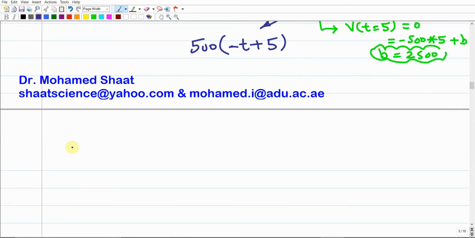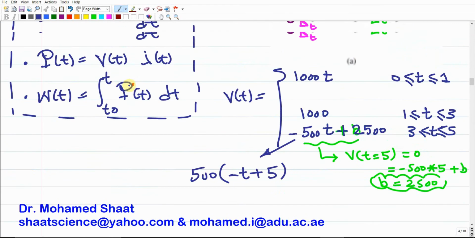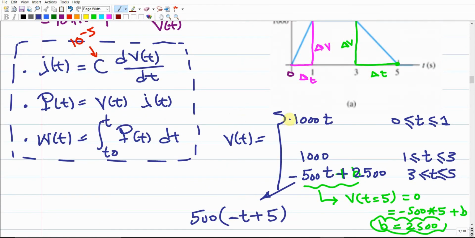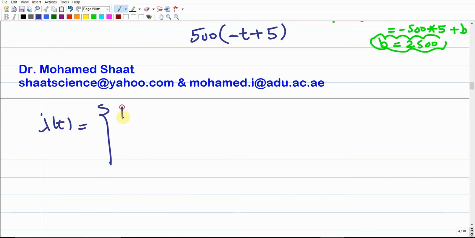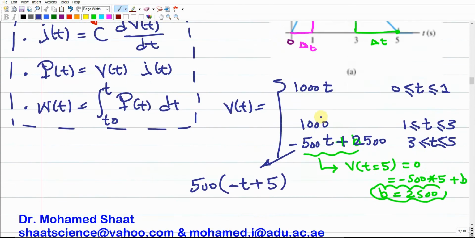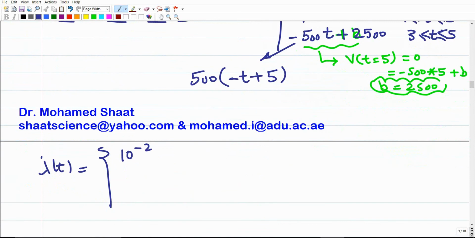So for the current, simply, it's going to be the current I of t. If you multiply 10 to the negative 5 times all of these values, and do the derivative of the first term, which is 1000 t with respect to the time, its derivative will be 1000 times 10 to the negative 5. This gives 10 to the negative 2, right? So the first term will be 10 to the power negative 2. This is within the time period from 0 to 1. And here, the derivative of the 1000 term simply is 0. So 0 times 10 to the negative 5 gives 0. So the second value will be 0.